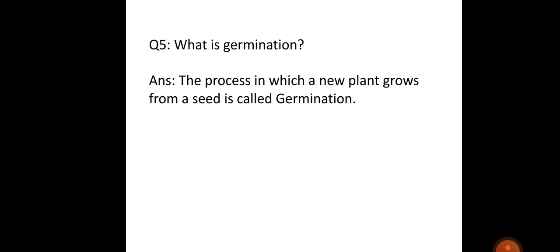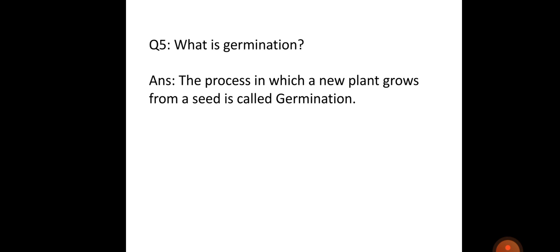Now, question number 5, what is germination? Students, what is germination? We all have studied about the germination process, that it is the process in which we sow the seed in the soil, and after sowing the seed in the soil, it turns into a new plant. So that is how the new plant is grown. So what is germination? Germination is the process in which a new plant grows from a seed.